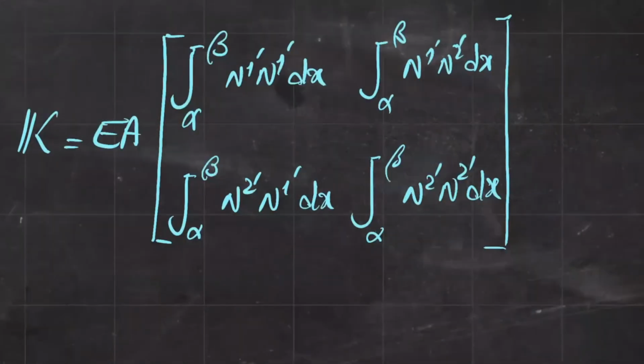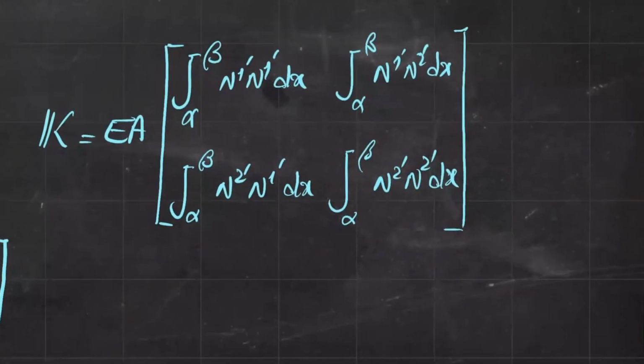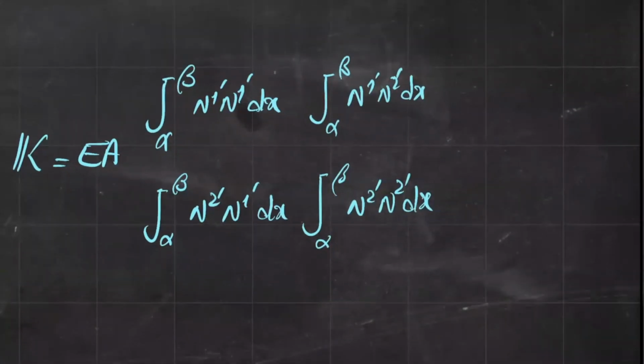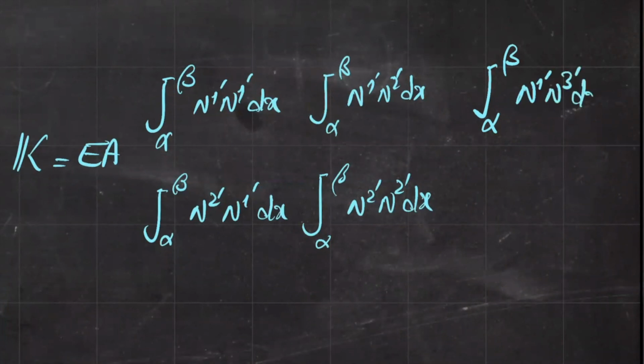So if it was a quadratic function, again, it's not something that you have to accept my word or memorize. It's something that if you do the calculations, the derivations, you see it. But that thing holds. So I'm going to just write it here. It's going to be the integral from alpha to beta, n1 prime, n3 prime dx here. Then here it would be the integral from alpha to beta, n2 prime, n3 prime dx.